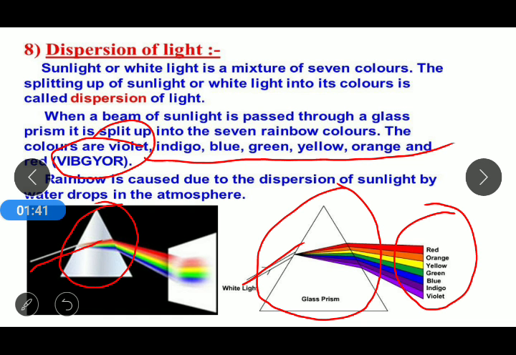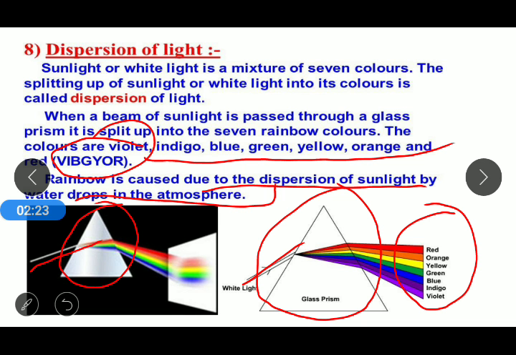A rainbow is caused due to dispersion. This phenomenon is known as dispersion, and a rainbow is caused because of the dispersion of sunlight by the water drops in the atmosphere. When the sun rays pass through the water droplets, the water droplets behave like a tiny prism. Because of the phenomenon of dispersion, when the light passes through the water droplets, the sunlight or white light is split into its seven colors, and we are able to see the rainbow in nature. So what is the cause? The cause is dispersion of light.